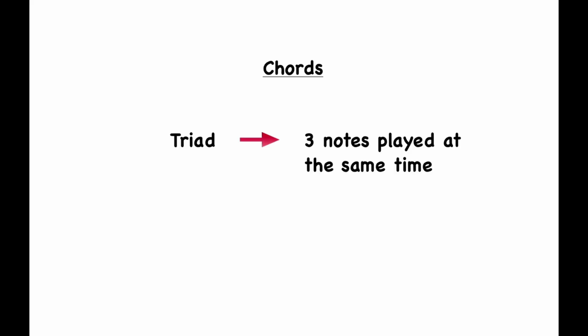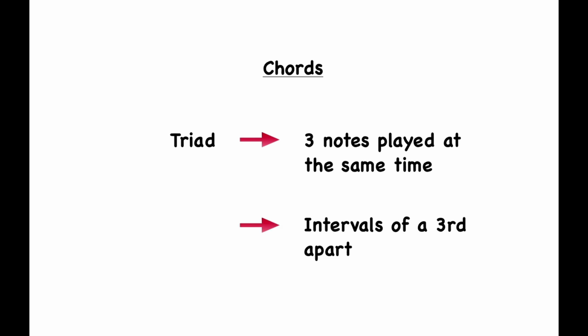So it's time to learn this absolutely fantastic technique to find any chord. There are many different types of chords you can play on the piano, but we're going to learn the most basic one, and it's called a triad. It's called a triad because it's 3 notes played at the same time.